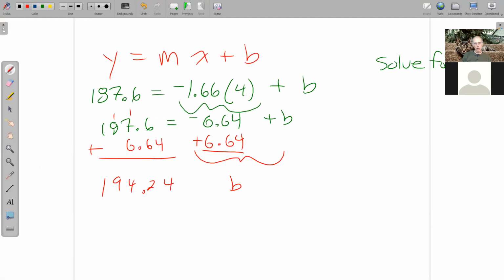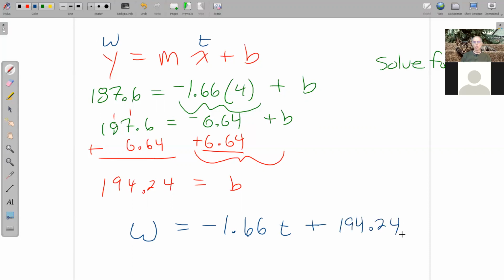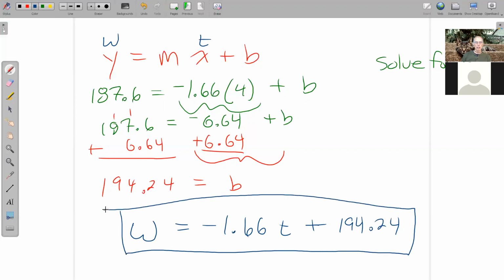All right, so now we have the y-intercept, the b, so now we can write down the equation. And again, they told me to use not a y, but a w, and not an x, but a t. So it looks like my equation is w equals -1.66 t plus 194.24. Sometimes I like to find a way to check to see if that's right.